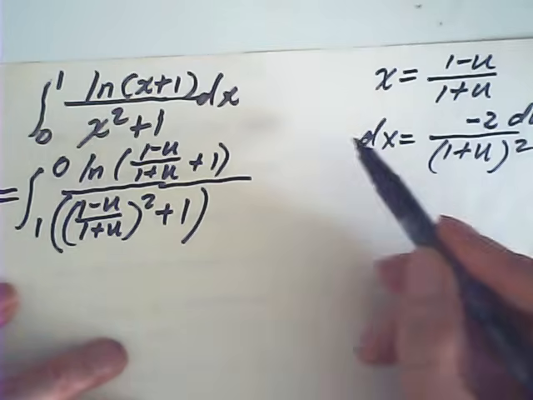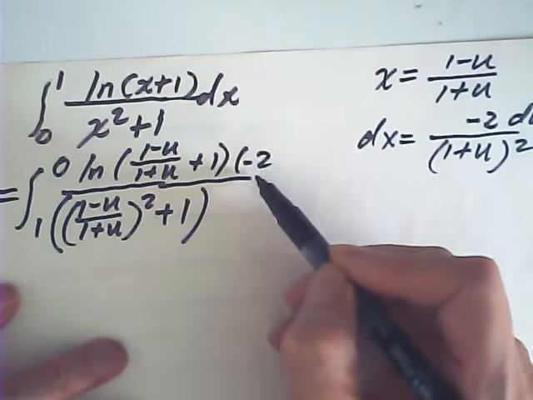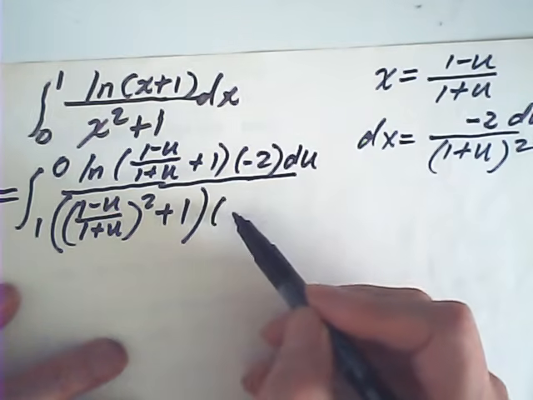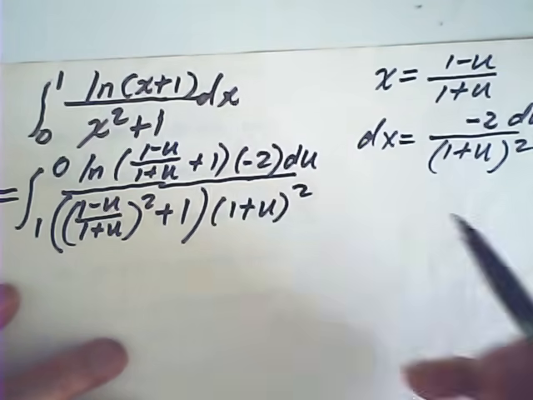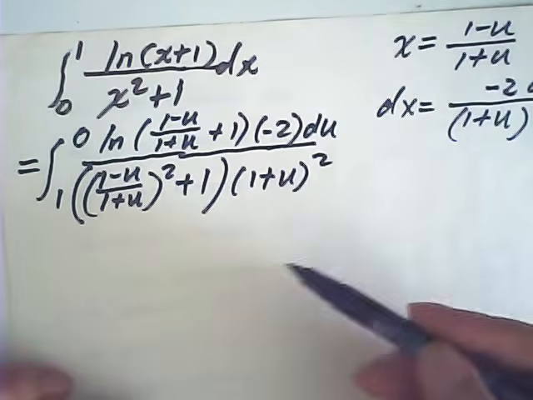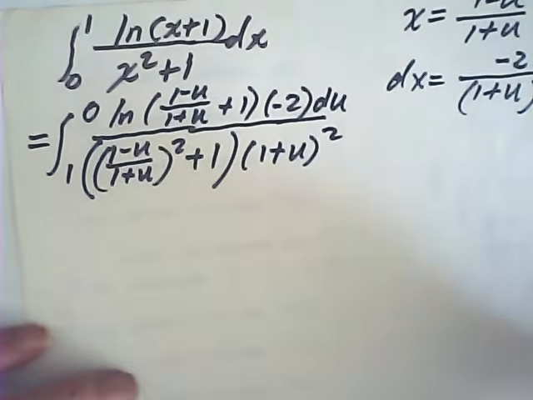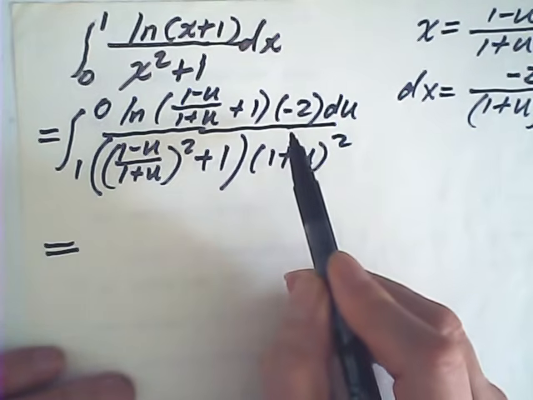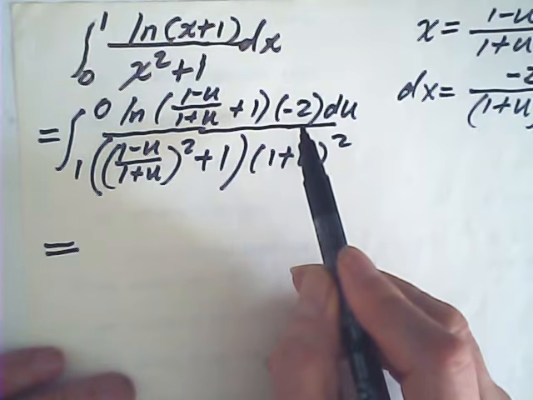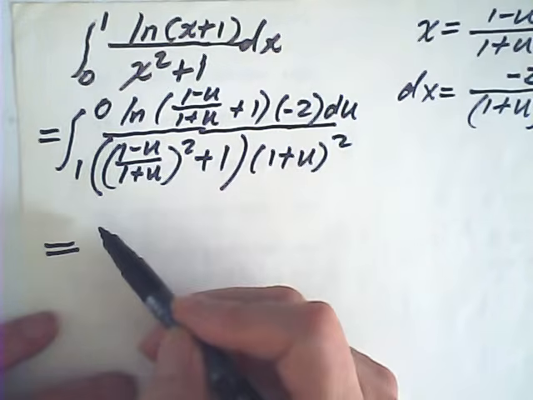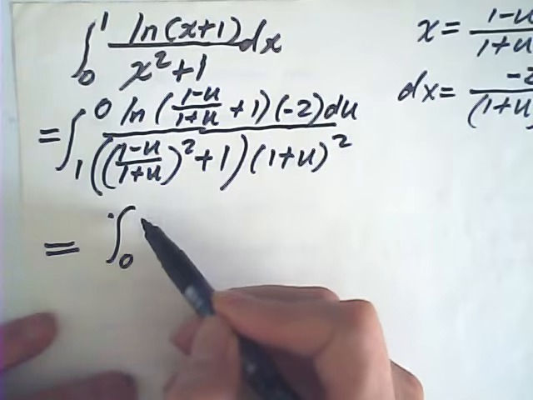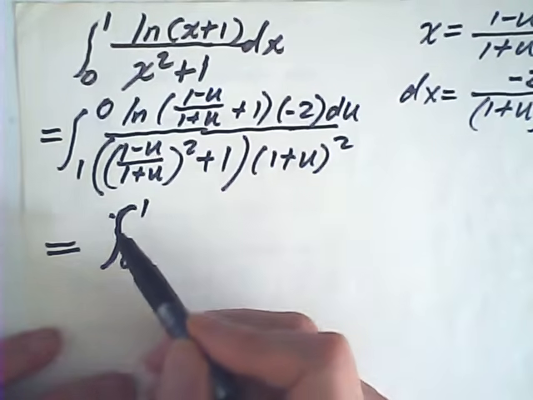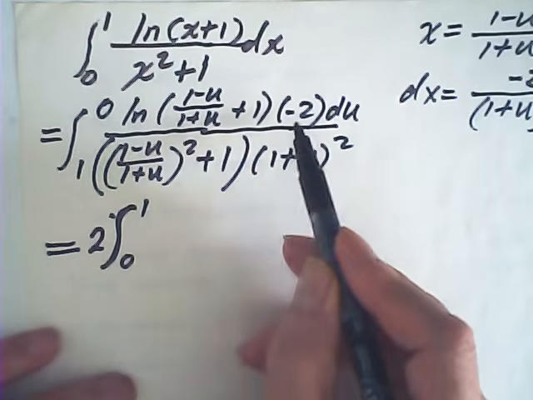Multiply the dx. dx is negative 2 du over 1 plus u squared. Well, just simple substitution. Nothing strange. So this one equals, now this negative, I switch the boundary, right? So 0 to 1. So this negative is gone. I'll leave 2 outside. This 2 gets out.